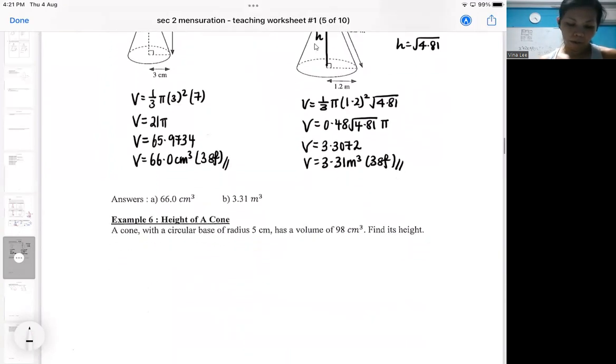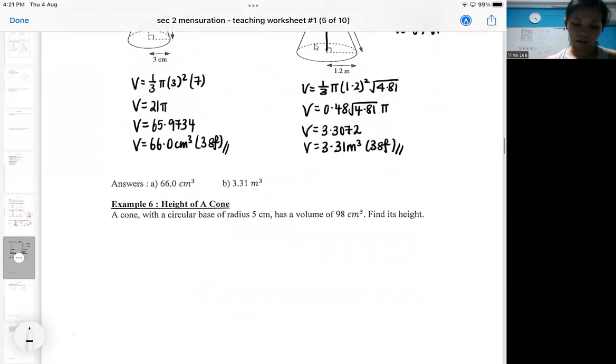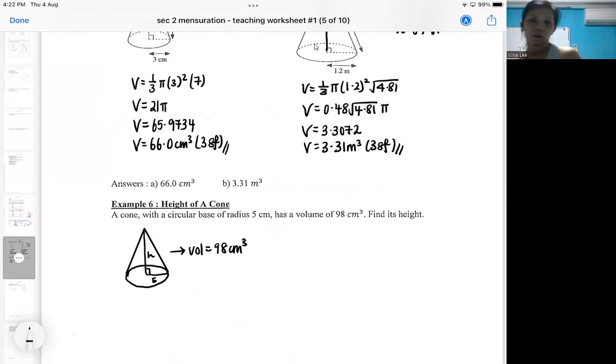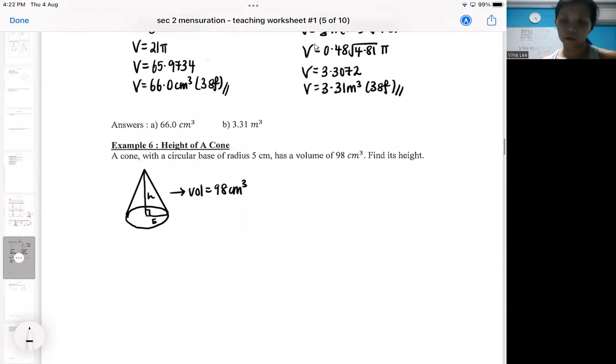Example 6 is finding the height. I will strongly suggest, if the diagram is not drawn for you, you draw it out, so you've got a good visualization. Now it is a bit like the opposite. You are given the volume, but you do not have the height.